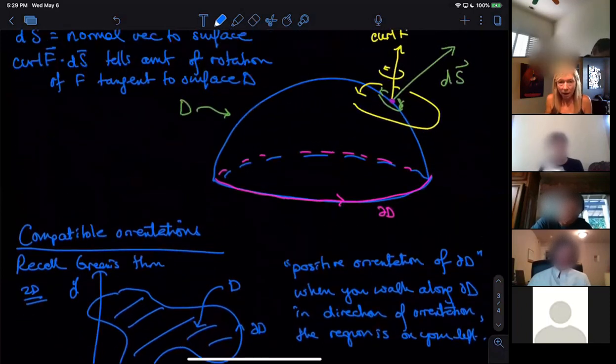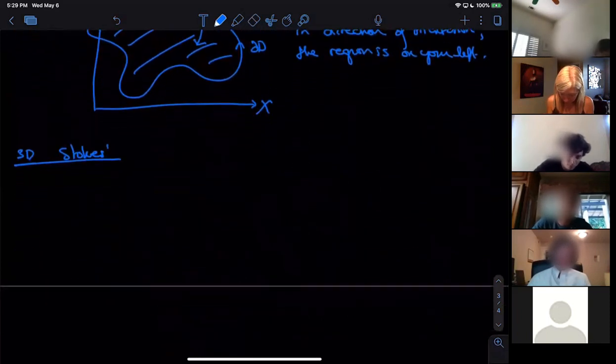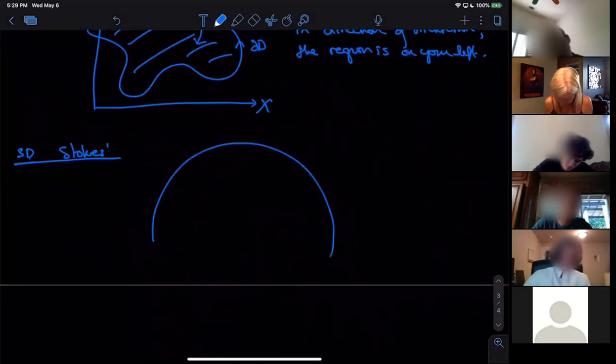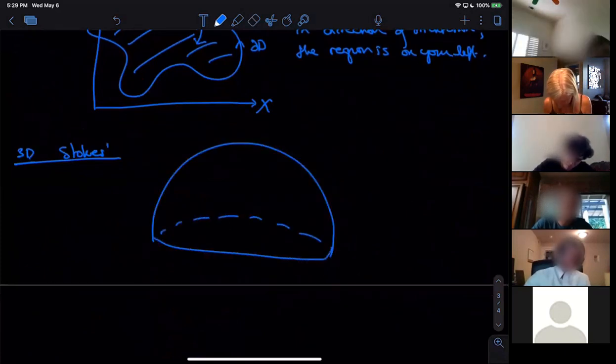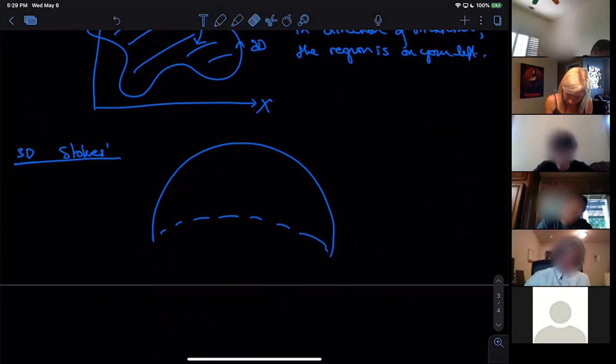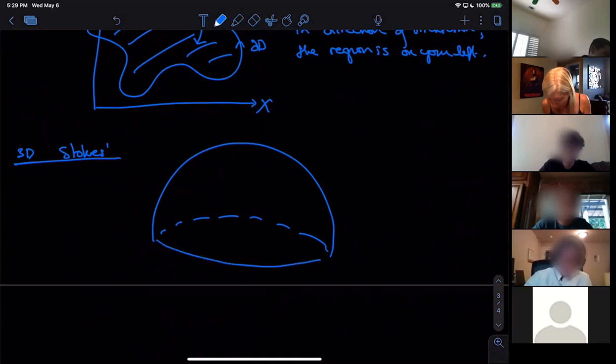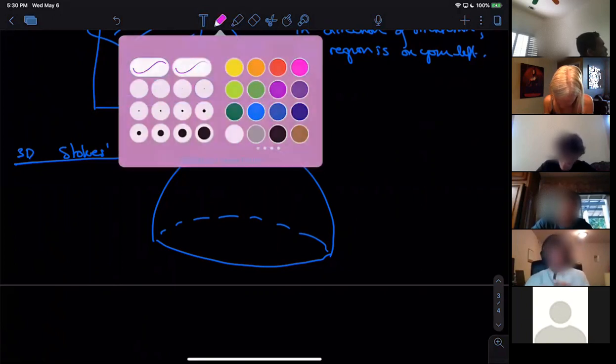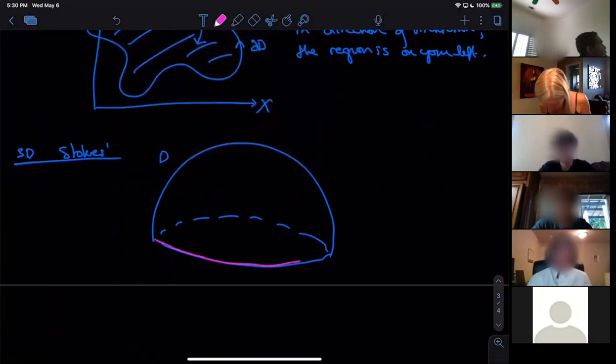So I'm going to draw, why not, the same picture over again. Let's just do a hemisphere. So if I have this hemisphere, for any shape in 3D, there's no God-given normal direction. It's not like everybody knows we use the outward normal, or everybody knows we use the inward or the upward or whatever. It's just sort of arbitrarily chosen. So here's D, and here's the boundary of D. I'll make the boundary pink again. Here's the boundary of D.